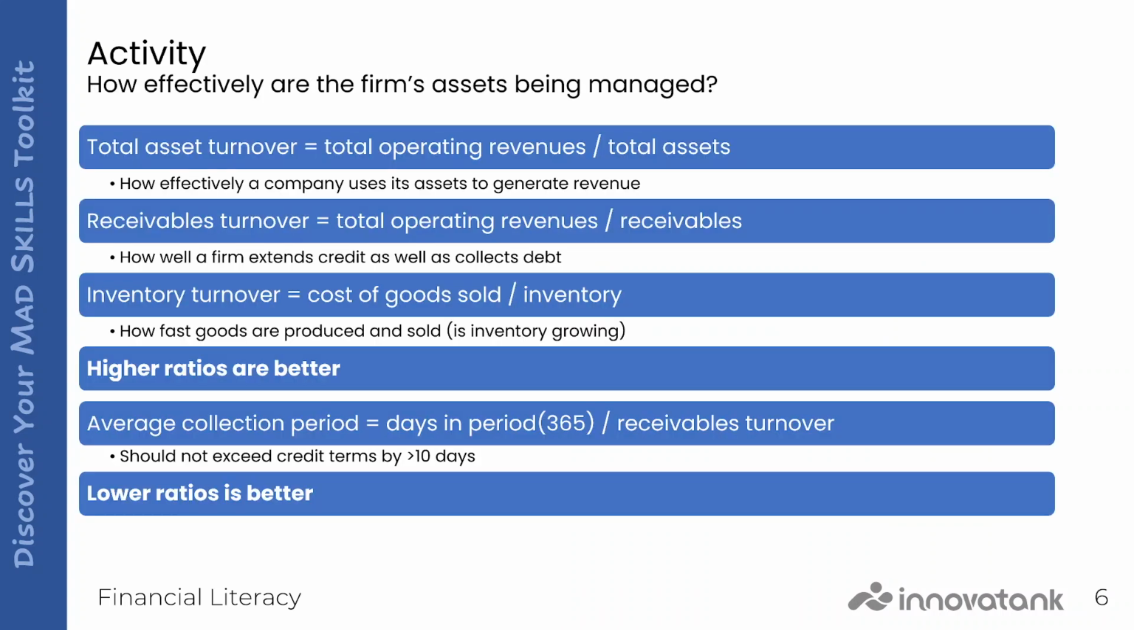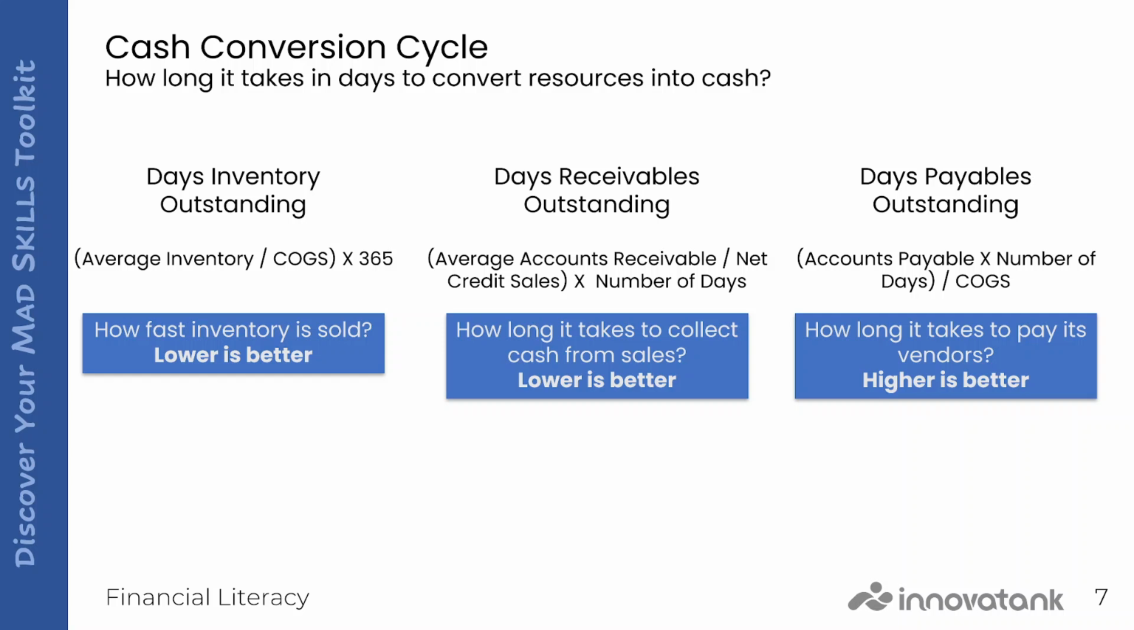Activity-wise is really about how effectively the assets are being managed. And so we start to look at things like total asset turnover, receivables turnover, inventory turnover. And again, higher ratios are better. We can also look at other types of things like the average collection period, where a lower ratio is better. But looking at, is that firm managing its assets properly, or do we need to have something within the solution we're looking at to help that firm be better financially, at least in a situational way.